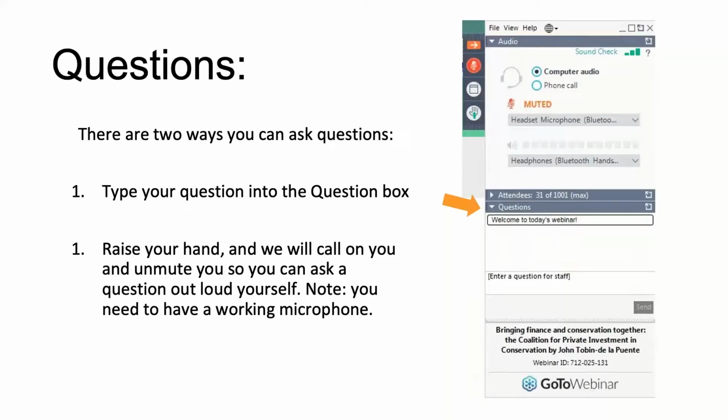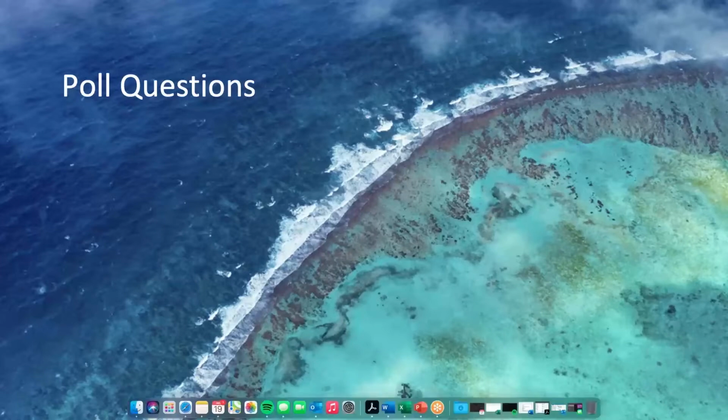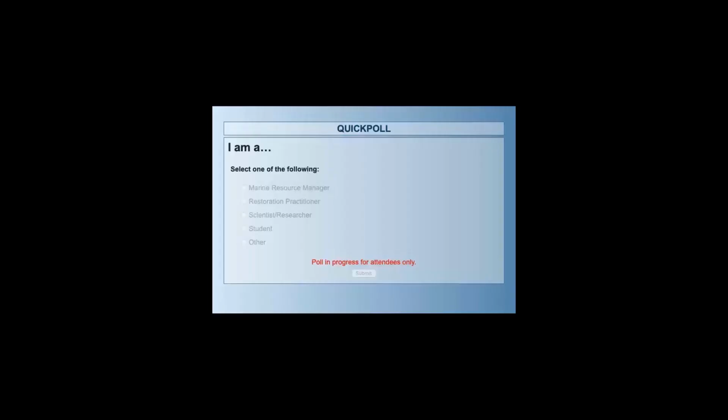Before we go into the presentations, we actually have a few questions for you. We're interested in learning a little bit about the participants in the audience today. So please share with us a bit about yourself with a few short poll questions. All right, the first one is about asking about your work. So please select one of the following. Are you a marine resource manager, restoration practitioner, scientist or researcher, student, or other?